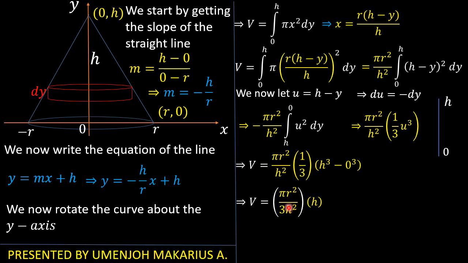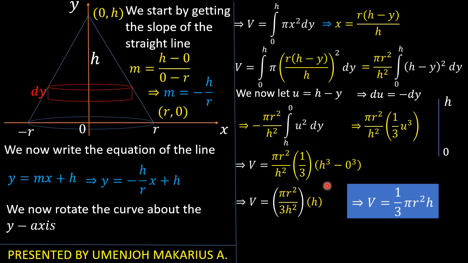Oops, guys, I'm sorry, this is supposed to be h, okay? This h squared is not supposed to be here again, friends. I'm so sorry. It's not supposed to be here because this is going to cancel with one of them here. Okay, good. So if we do it so now, we are going to have our value V to be something like one third pi r squared h coming out.